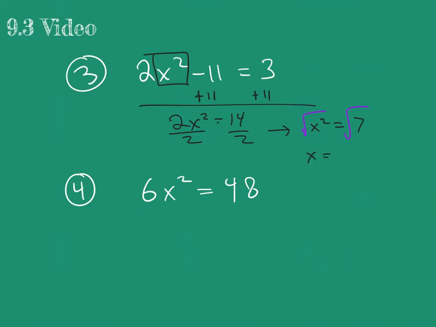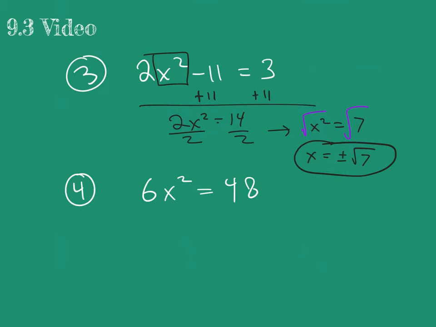Here, 7 is not a perfect square, so I'm not going to get a nice answer. So actually, all I do is just write plus or minus the square root of 7. And that's the answer. Positive square root of 7 or negative square root of 7. That's the answer that solves this equation.